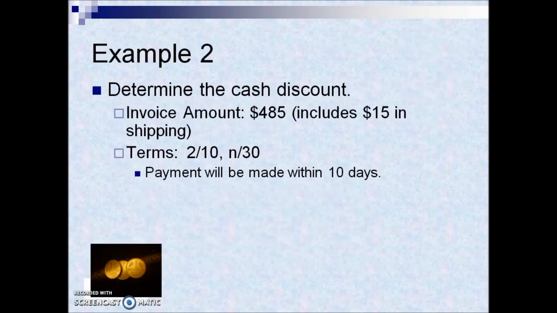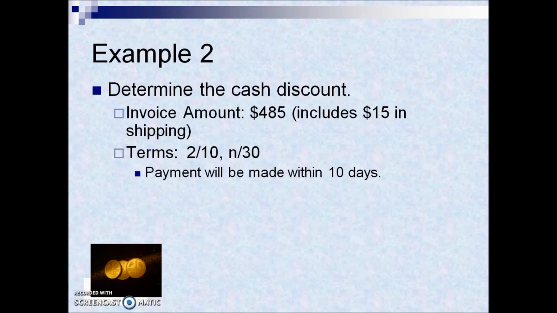In this next example, they're asking us to determine the cash discount, an invoice amount of $485, including $15 for shipping. Terms are 2/10 n/30, and the payment is made within 10 days. In this particular problem, because they're giving us the details about shipping, we have to subtract the shipping off from the invoice amount. Discounts are only applied to the actual goods.